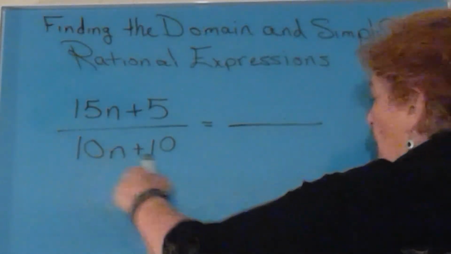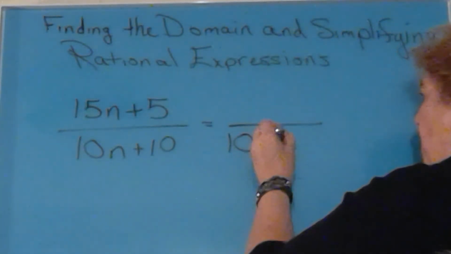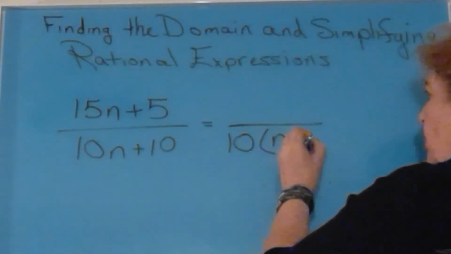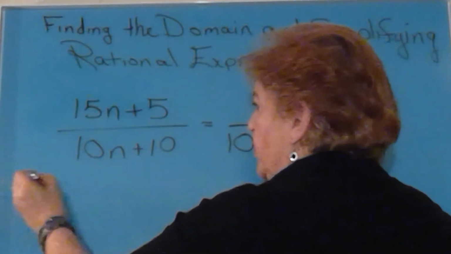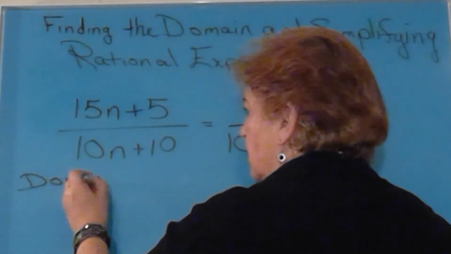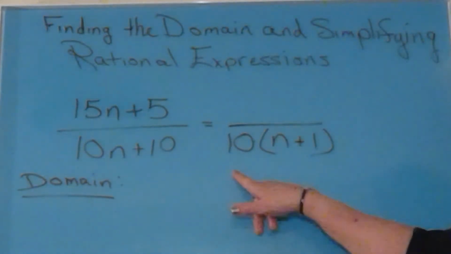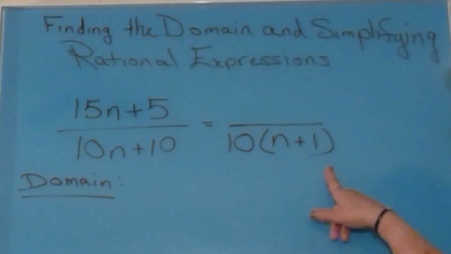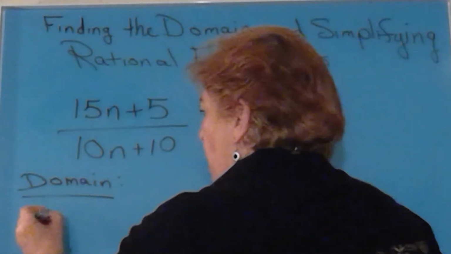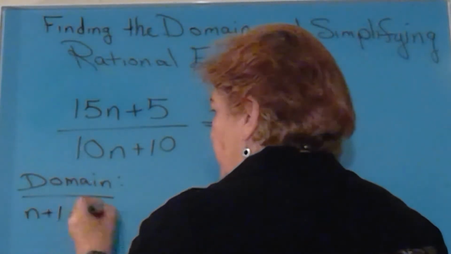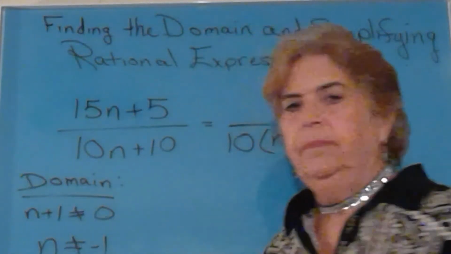Again, starting with the denominator, I can factor out a 10, and that's going to leave me with n plus 1. So for the domain, well, the domain is going to be all real numbers as long as this is not equal to 0. Well, I know that 10's not equal to 0, so I have n plus 1 is not equal to 0. That means n cannot be equal to negative 1.